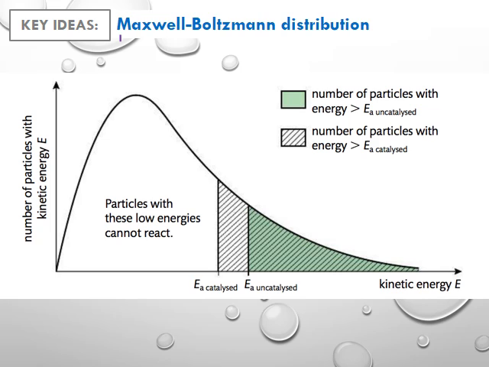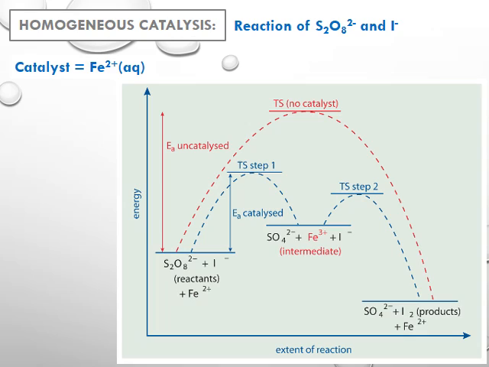Okay, so homogeneous catalysts. The Maxwell-Boltzmann distribution is still exactly the same, regardless of whether it's a homogeneous or heterogeneous catalyst. It provides an alternative pathway with lower activation energy. So we can see that the area under the curve is greater in our Maxwell-Boltzmann distribution, and therefore a higher number of particles collide with an energy greater than or equal to the activation energy, and so react together, exactly the same as before. But this is different.